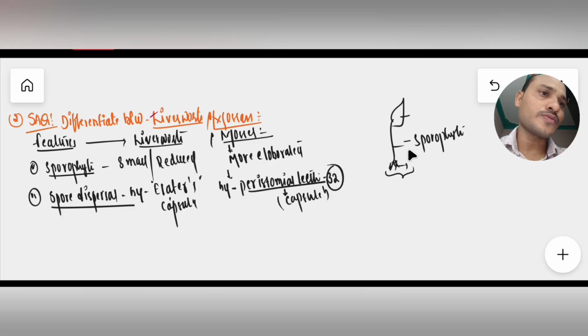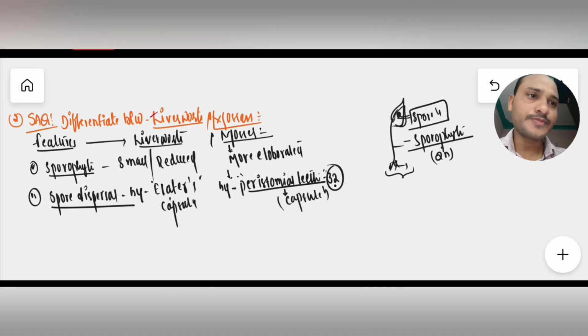And this sporophyte plant body is diploid in nature and consists of capsules. See, this structure is known as a capsule. These capsules contain spores inside them, and the spores are dispersed by various mechanisms. In liverworts, the spores are dispersed by elaters, and in mosses, the spores are dispersed by peristomial teeth.